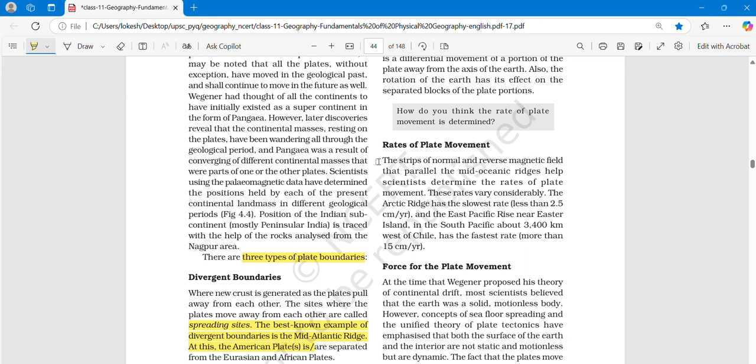Rate of plate movement. The strips of normal and reverse magnetic field that run parallel to the ridge help scientists determine the rates of plate movement. These rates vary considerably. The Arctic ridge has the slowest rate. The East Pacific Rise near Easter Island in the South Pacific has the fastest rate.